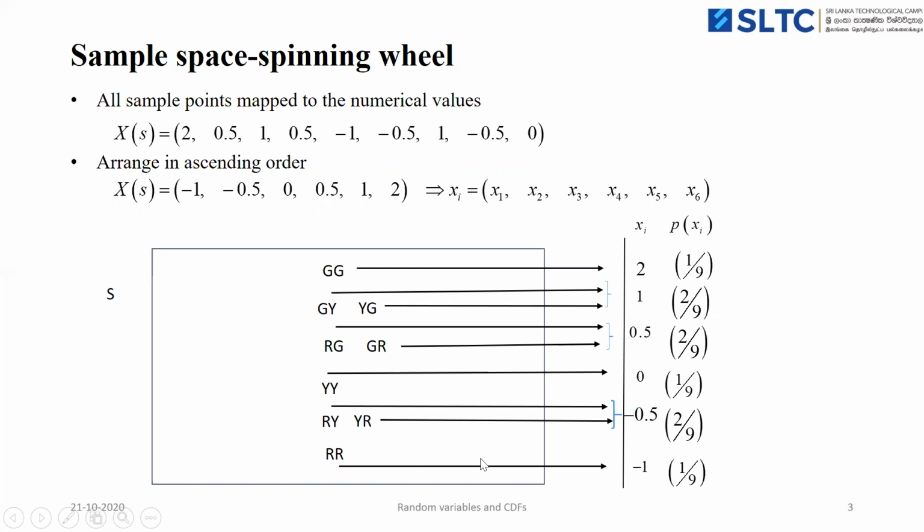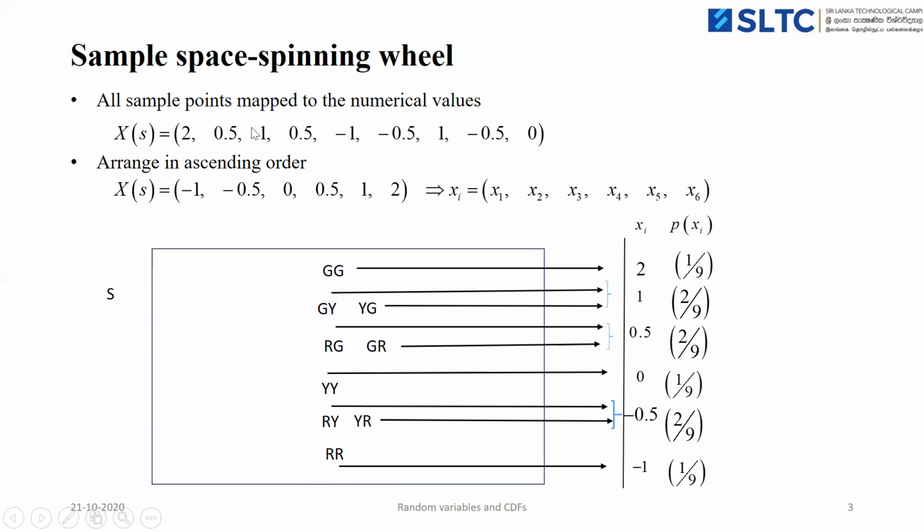In this same way, we need to find the numerical values for all the sample points in the sample space, which is denoted by X of s. So the random variable X consists of the nine numerical values. And we can observe from these resulting numerical values that some of the values are common, like 2 times 0.5 is coming, and 2 times -0.5 is coming, and 2 times 1 is coming.